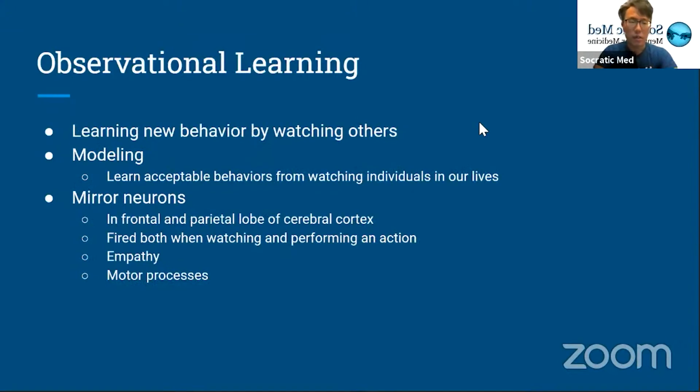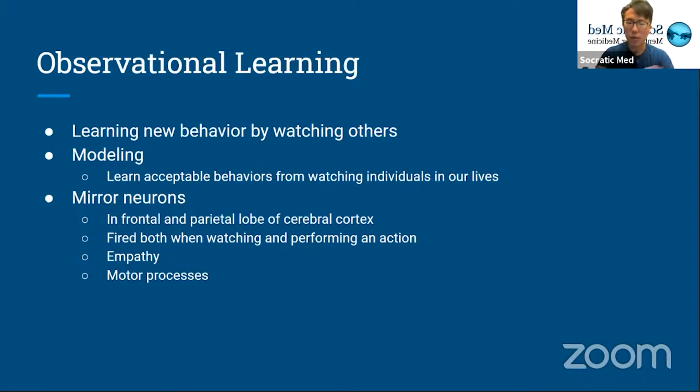Then the other learning that's different from associative learning is observational learning. That's when we learn new behaviors or change our behaviors by watching other people. An important concept for observational learning is modeling. So we learn acceptable behaviors from watching people in our lives.